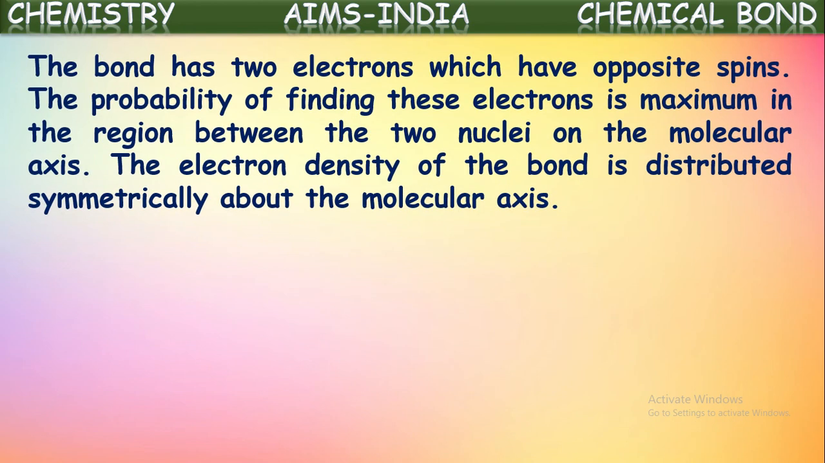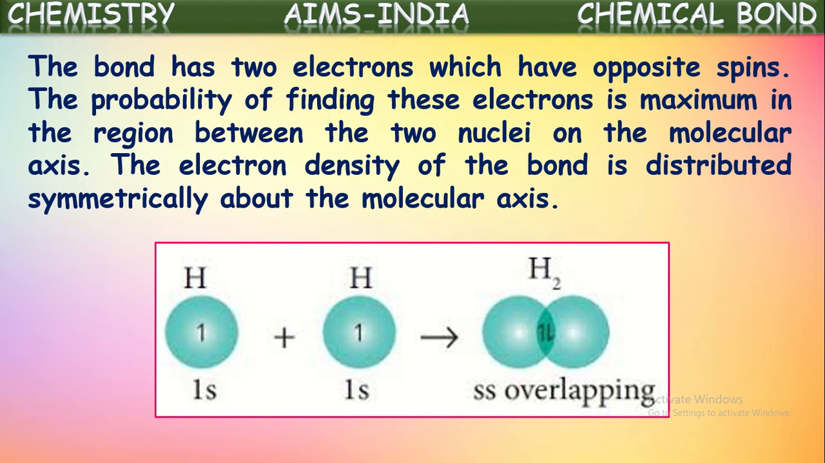So the bond has two electrons which have opposite spins. The probability of finding these electrons is maximum in the region between the two nuclei on the molecular axis. The electron density of the bond is distributed symmetrically about the molecular axis. So this is the way the bonding is happening in the H2 molecule by s-s overlapping.